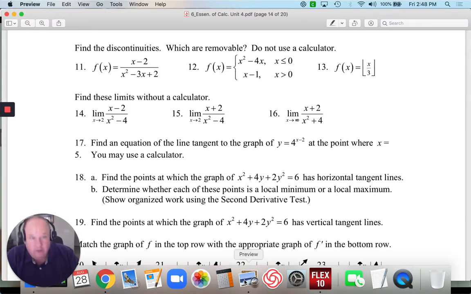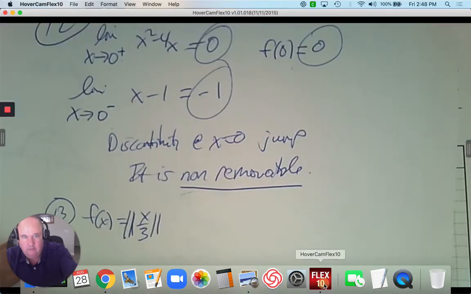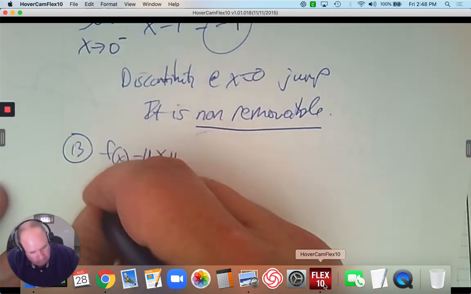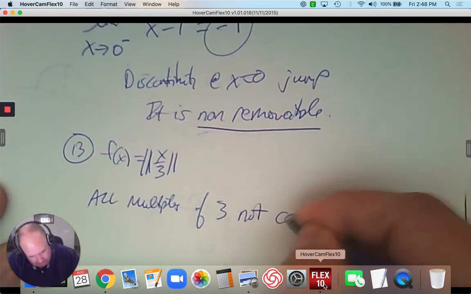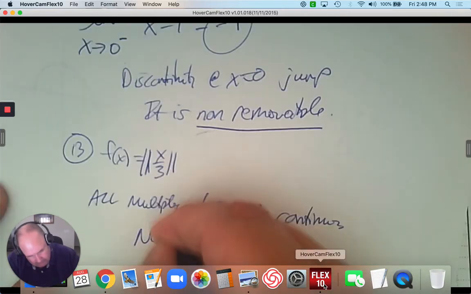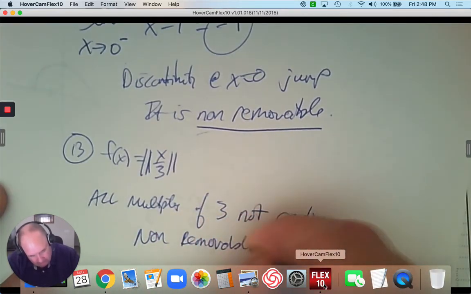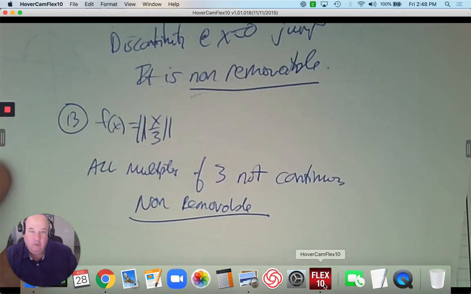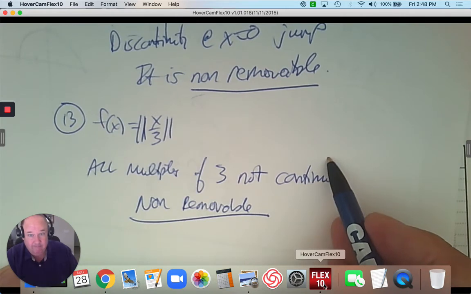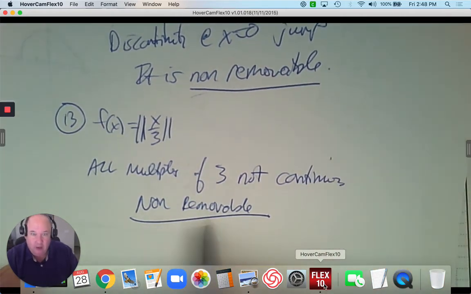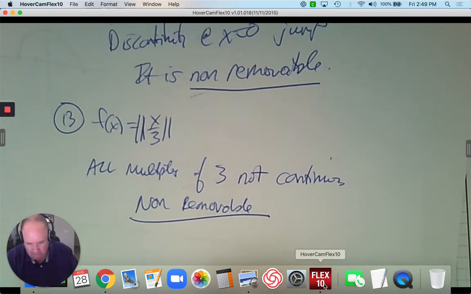That is a greatest integer function. Kind of weird notation. I use the double bars for greatest integer. So for the greatest integer less than or equal to... So all multiples of 3. And it's non-removable because the limit doesn't exist at a jump. If you plug in any multiple of 3, you get an integer, and at every integer there's a jump. So all multiples of 3, and it's non-removable because the limit does not exist at a jump.